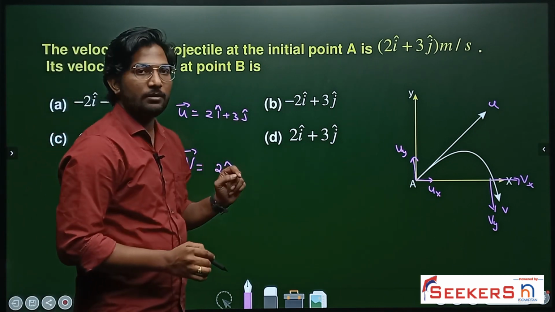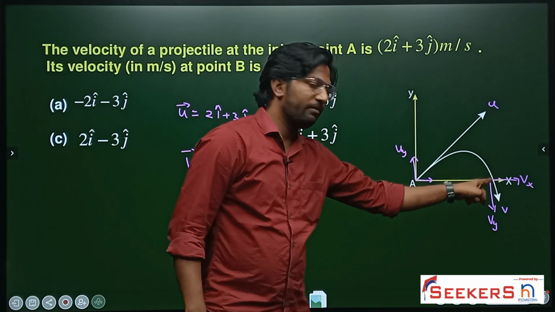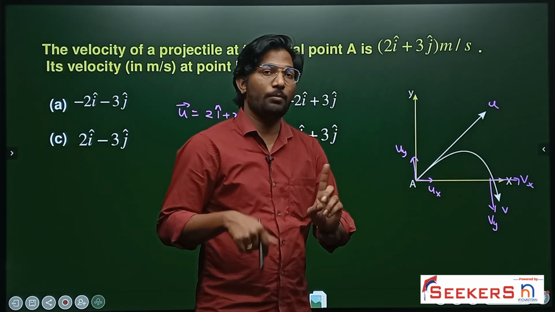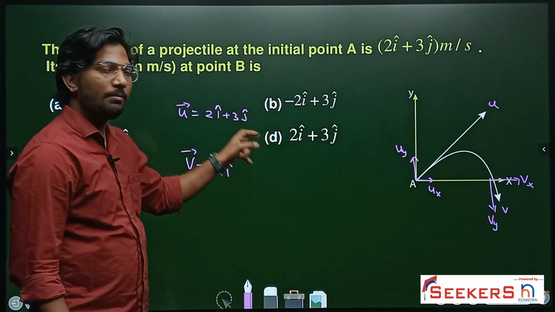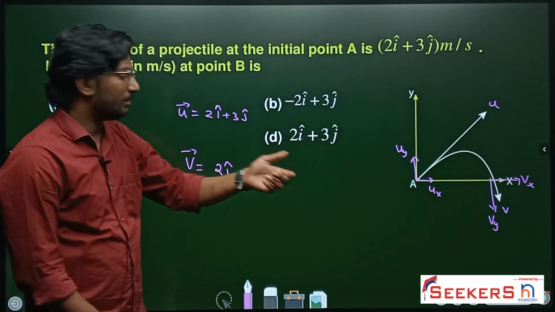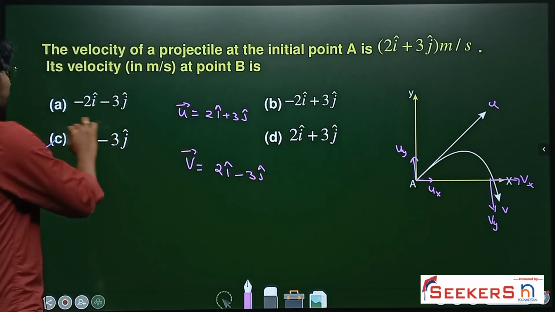Next, we need to check for y component. I told you y components in the same ground level, okay, the y components of velocities will be equal in magnitude but opposite in direction. So if this is upwards, which is given as 3j cap, then the other side it should be downwards with the same quantity 3j cap. That means minus 3j cap. So the answer is option C.